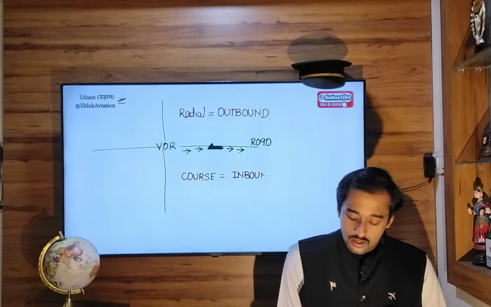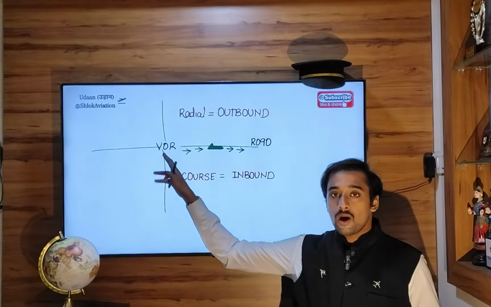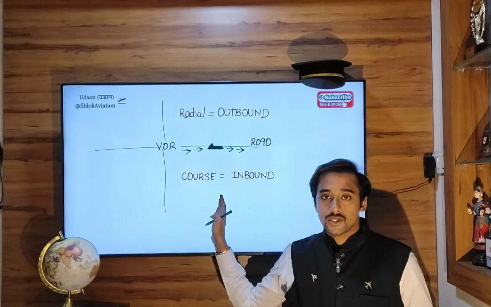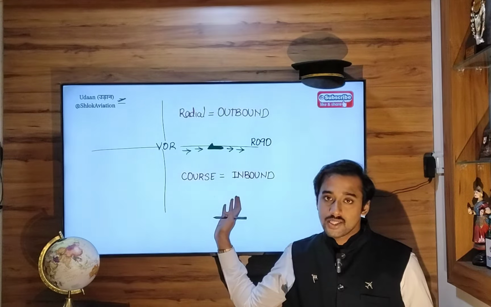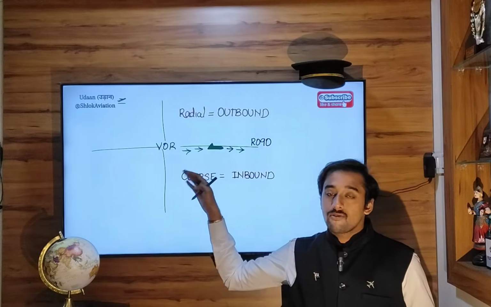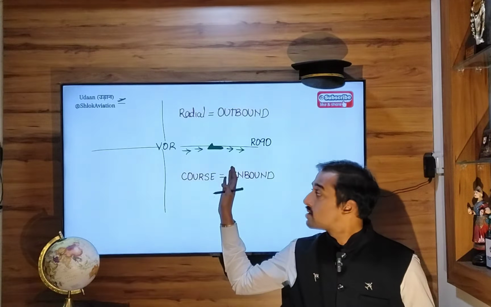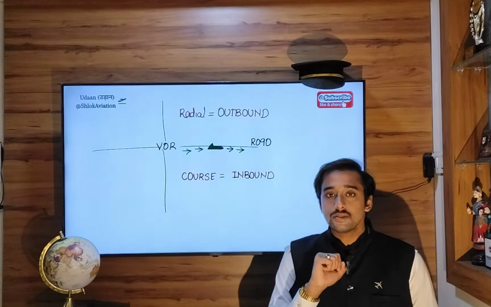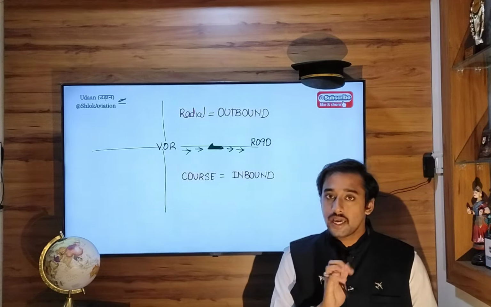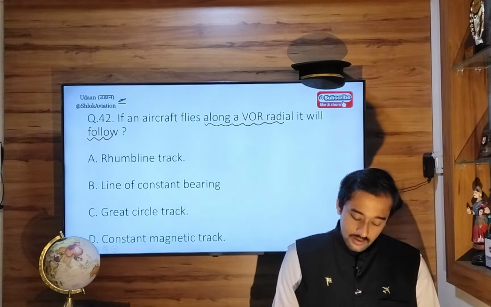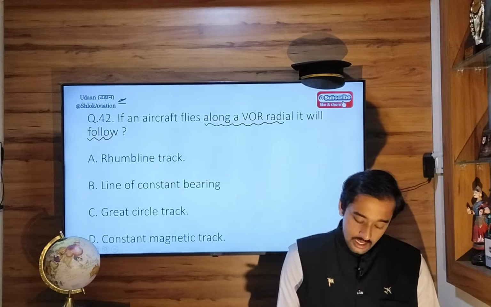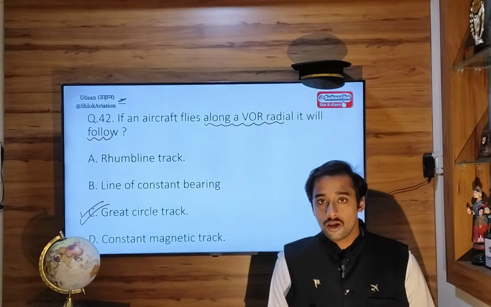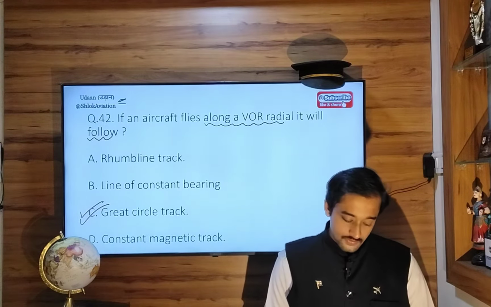Meaning, you can fly towards this VOR following the same radial 090, but in that case, you will say you're flying a course, right? Your course of 270, if you're flying inbound. Flying outbound, it will be called radial 090. So remember: radial outbound, course inbound. So the correct option here will be, you will be flying a great circle track. Another important thing, all radials are great circles. VOR radials are great circles.